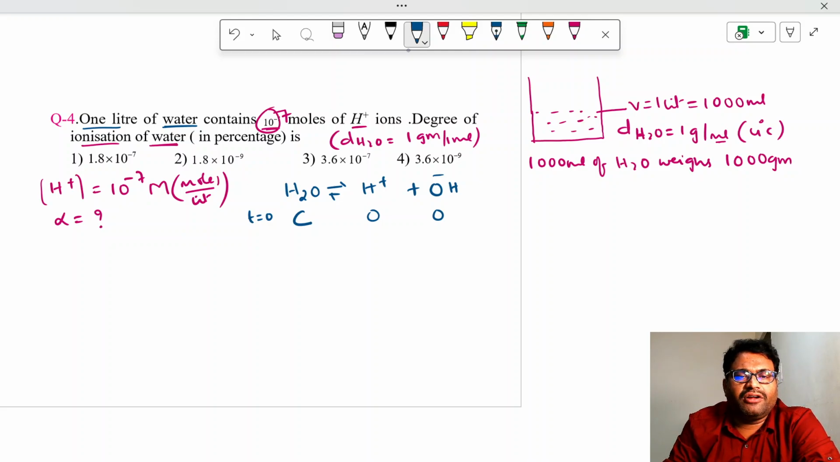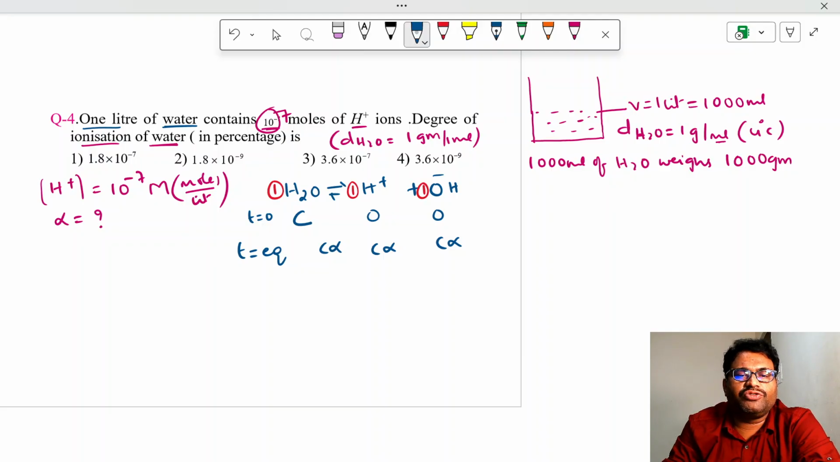And you know that as water is a weak electrolyte and the process is reversible, there will be a forward reaction and a backward reaction, and an equilibrium will exist between the dissociated ions of water and the undissociated water molecules. That means at equilibrium, let C alpha be the degree of dissociation. We know that 1 mole of water on dissociation gives 1 mole of H plus and 1 mole of OH minus. So if C alpha is dissociated, how much H plus will be formed? C alpha. OH minus is formed, C alpha.